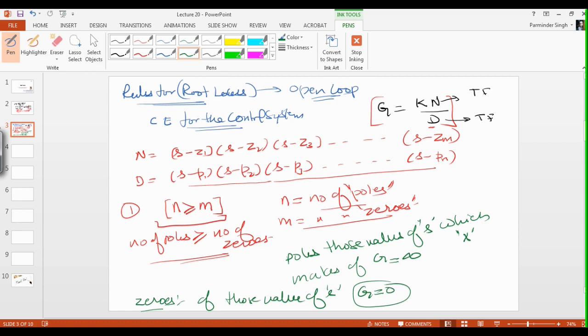Obviously, if I put s equal to z2 over here in this part, the numerator becomes 0. So the numerator is 0. That means our overall open loop transfer function is 0. So zeros are those values of s that make the open loop transfer function equal to 0. Now zeros are represented by this dot sign.